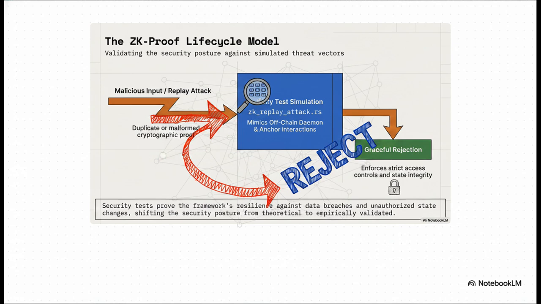Now, in cryptography, one of the absolute biggest threats is a replay attack. That's where an attacker intercepts a valid, previously used proof and tries to inject it again to duplicate a transaction or to gain unauthorized access. Well, Aurora built a custom Rust simulation that actively tries to replay proofs against itself. The system instantly identifies the unique hash of the duplicate proof and just gracefully rejects it. This takes their security posture from just being theoretical to being empirically validated.